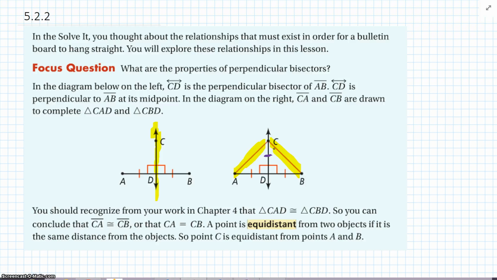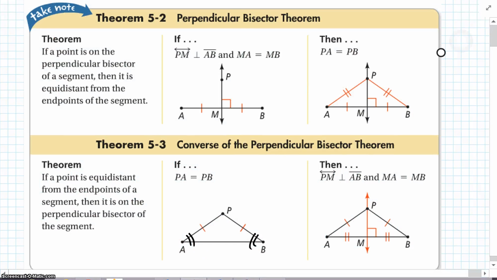So we should recognize from our work that triangle CAD is congruent to CBD, like we said, with side angle side. So we can conclude that CA is congruent with CB. Okay, or we can say they're equidistant. Point C is equidistant from A and B. So here are some theorems about perpendicular bisectors.